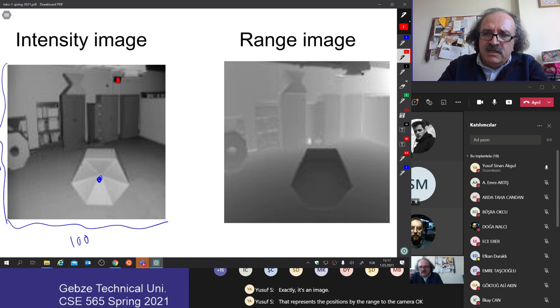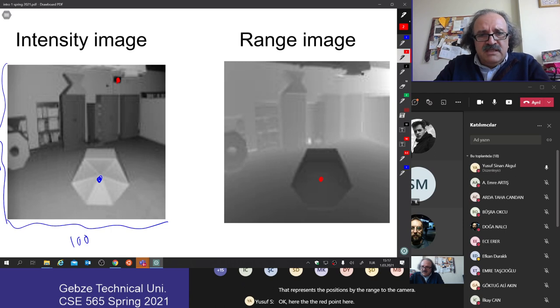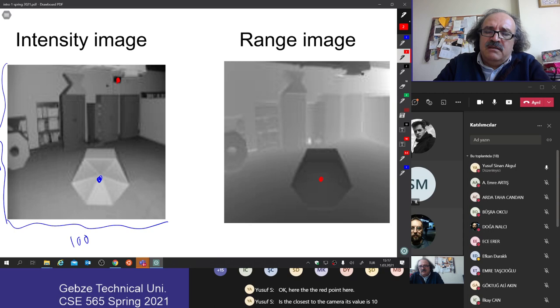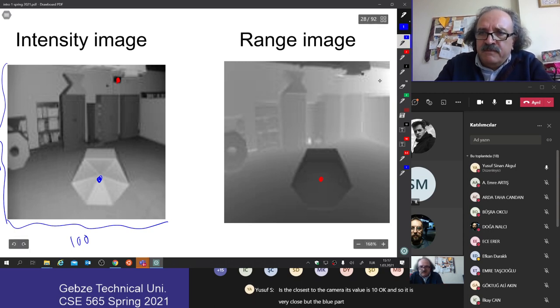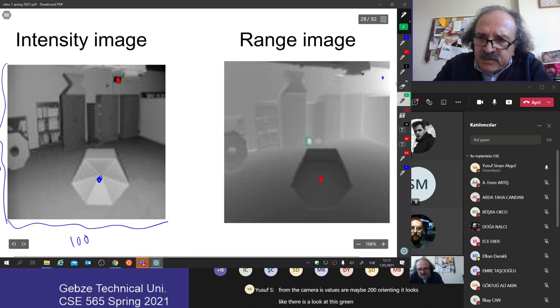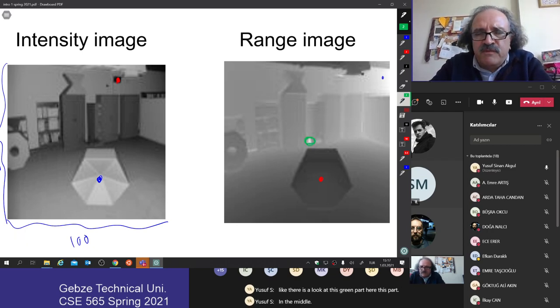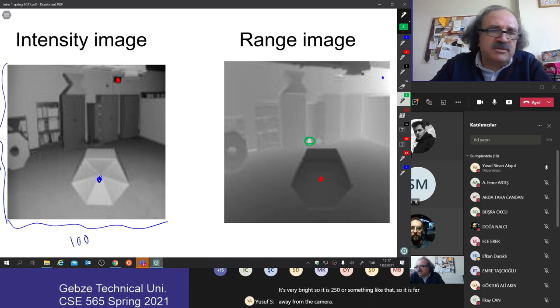Here, the red point is the closest to the camera. Its value is 10, so it is very close. But the blue part, for example, here, is far away from the camera. Its values are maybe 200 or so. Look at this green part in the middle. It's very bright, so it is 250 or something like that. So it is far away from the camera. Range image.